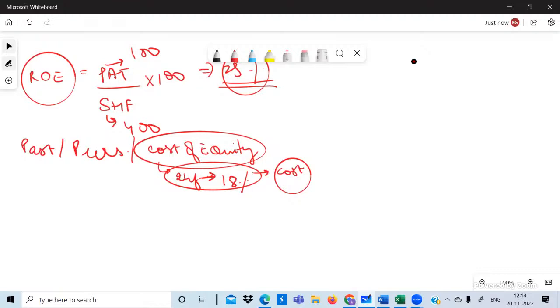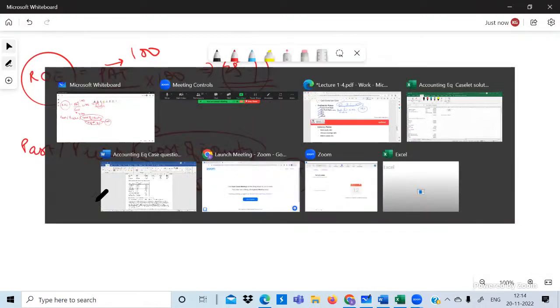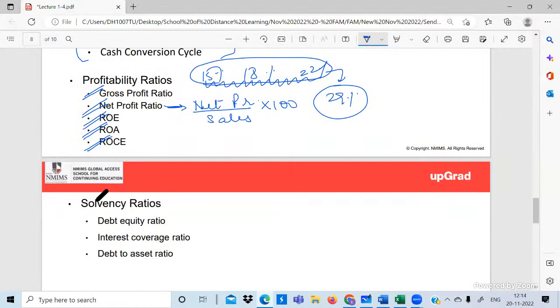So don't only look at your past performance, look at what's happening with your peers and also compare your return on equity with the cost of equity to get some idea whether it's a good number or a bad number. Any doubt with return on equity? Okay. Then let's look at the next one, which is return on asset.